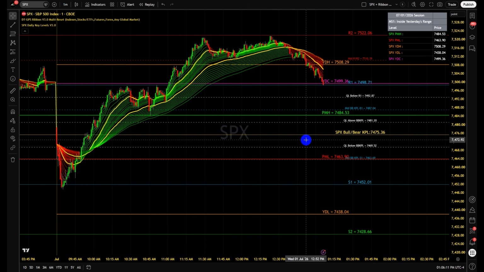So if you were doing, let's say, off the bull bear KPL, you have a hit of the R1, 1-level scalp. Mid R1, R2 is the 1.5 level. And then we have the R2, the 2-level. And as you can see here, 2-level extension, and price basically peters out here.